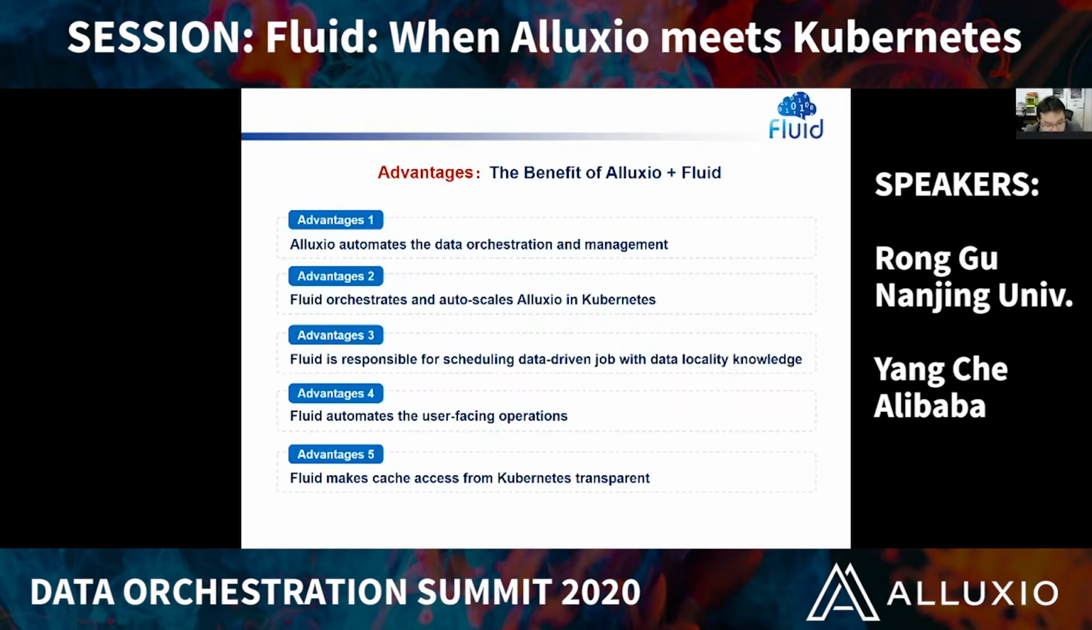Let me talk a bit about the benefit of Alluxio plus Fluid. First, Alluxio will be responsible for data orchestration and management, such as loading metadata, loading data, and handling caching. Fluid will deploy the Alluxio components in Kubernetes and auto-scale them on demand. Fluid is responsible for scaling data-driven jobs with data locality knowledge. Fluid can also automate some user-facing operations, such as prefetching the data, scaling out or scaling in the cache capabilities, and setting the number of data replicas. Finally, Fluid makes cache access from Kubernetes transparent.